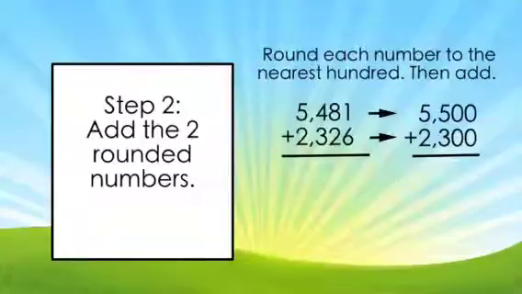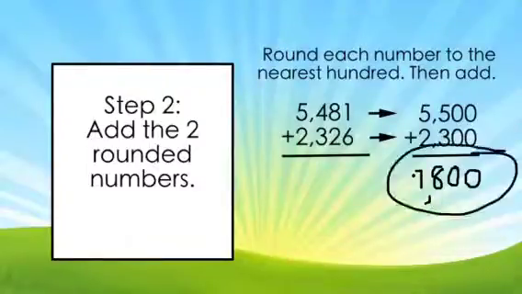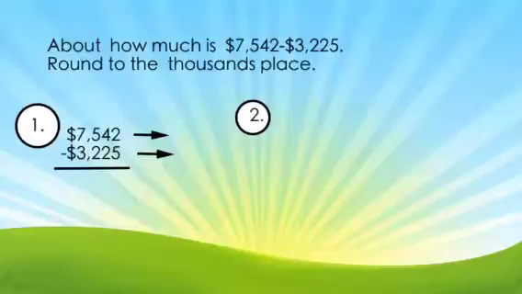So I'm going to start right here. 0 plus 0 is 0. 0 plus 0 is 0. 5 plus 3 is 8. And 5 plus 2 is 7. And start right here, go 1, 2, 3, and put a comma. And that's my answer. Okay, you guys, here's our second problem.